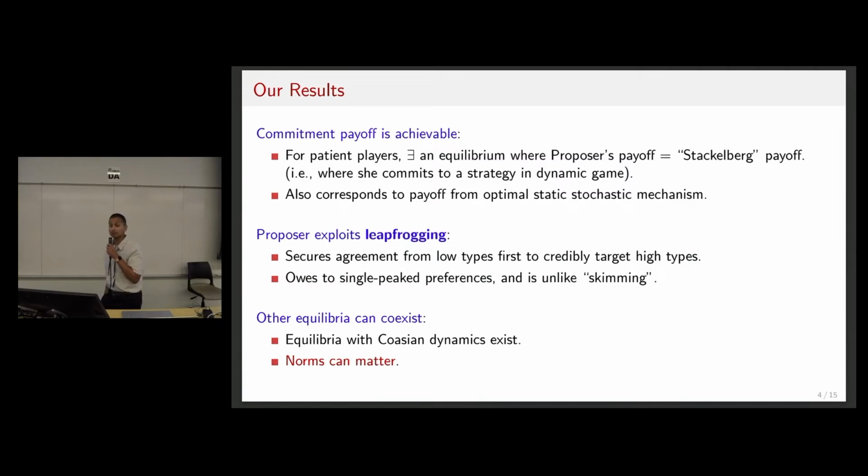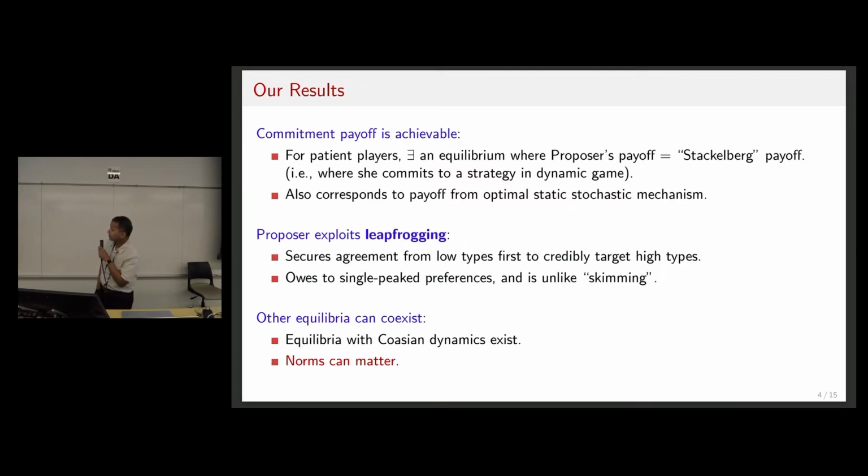Namely, for patient players, there exists an equilibrium where the proposer's payoff is identical to his Stackelberg payoff, namely that which he gets from committing to a strategy in the dynamic game. This is also going to be the best payoff he could get from an optimal static stochastic mechanism.